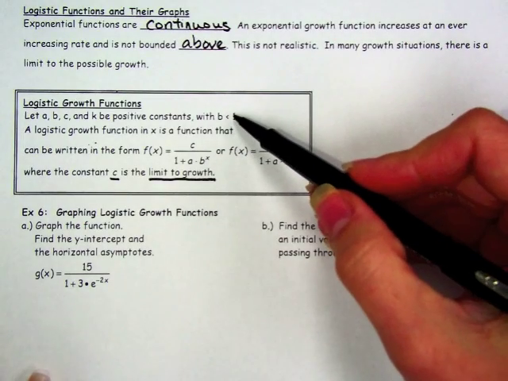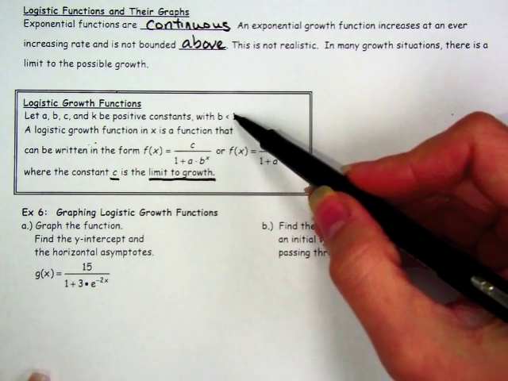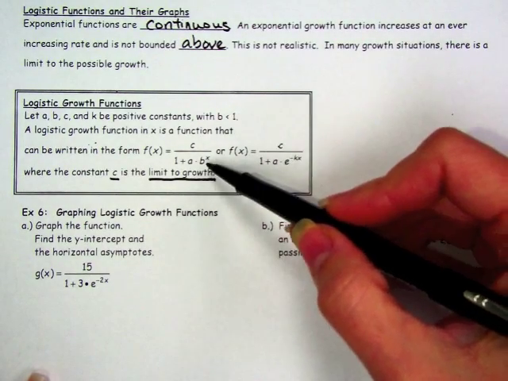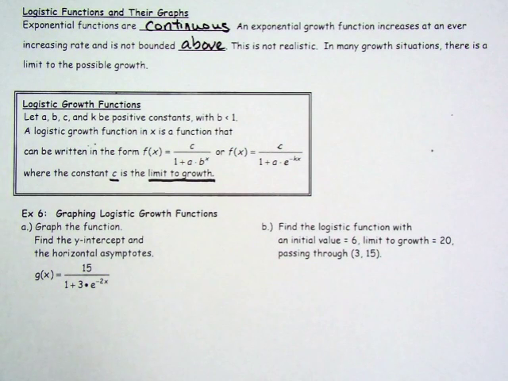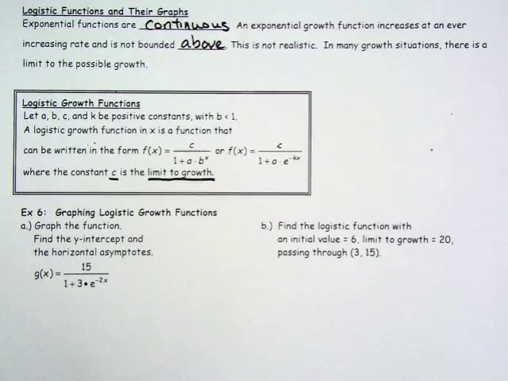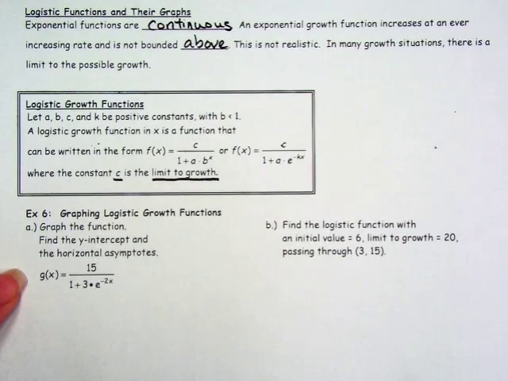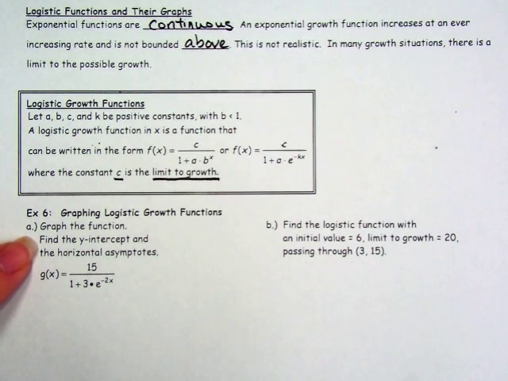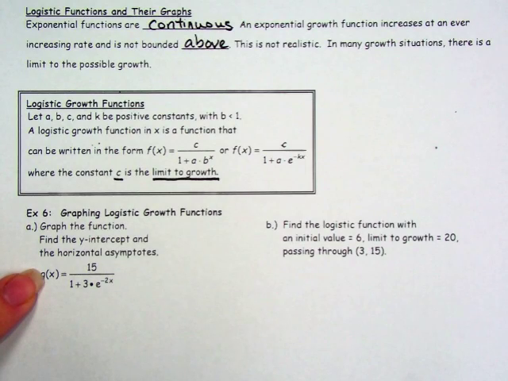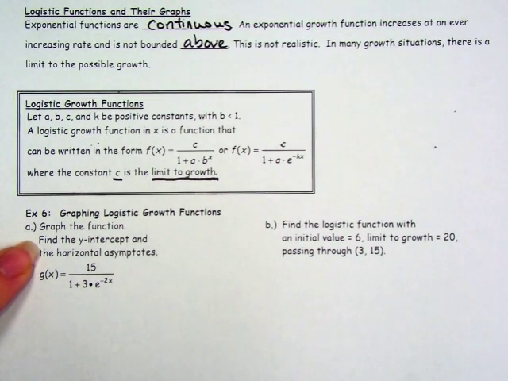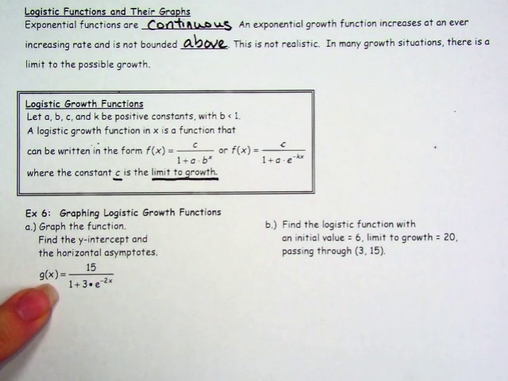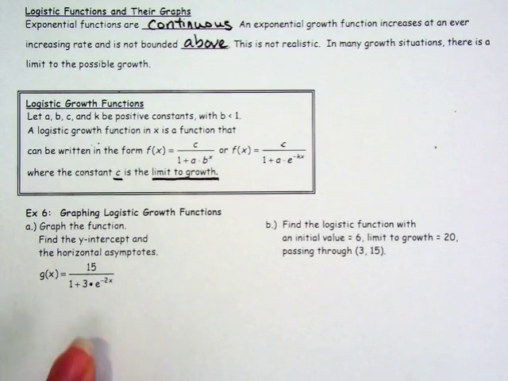B has to be a base, but this time B is going to be something less than 1. Everything else is a positive constant. So here we have our logistic growth functions. Let's just take a look at the function itself before we look at it in application. We want to find our asymptotes. We want to find the y-intercept for this particular logistic growth function. So here we have it in the e form.